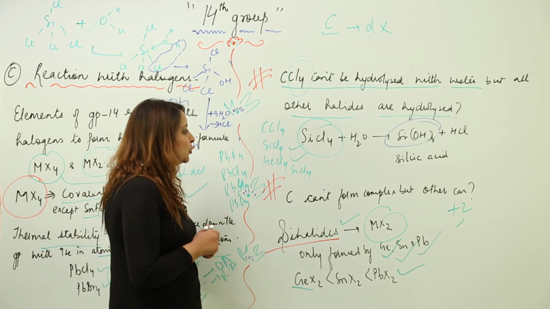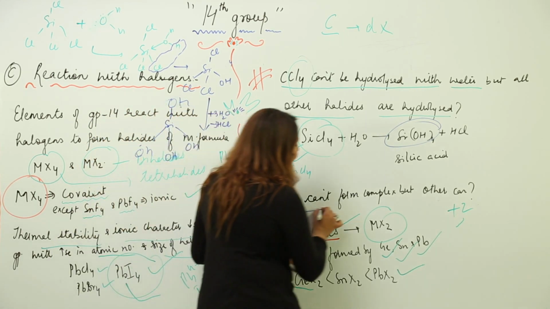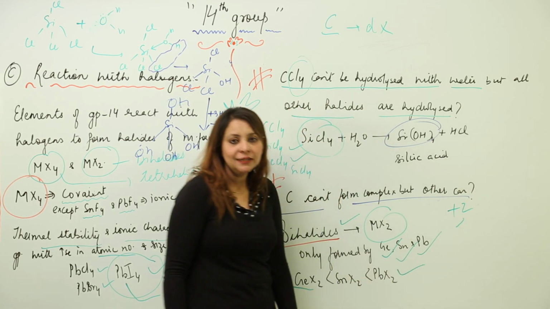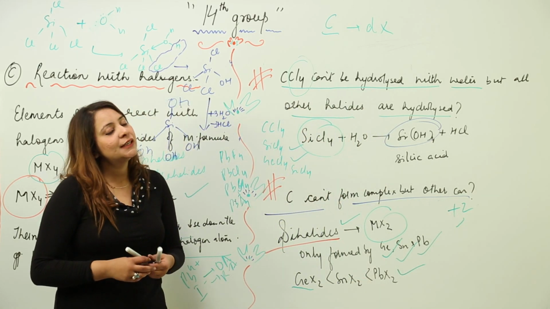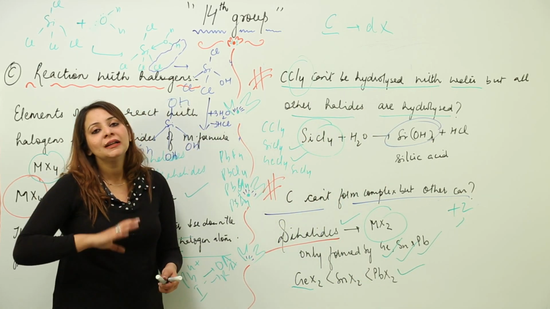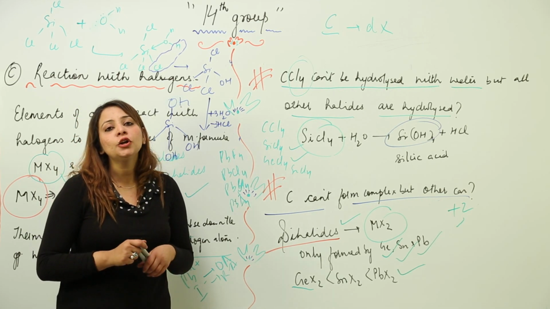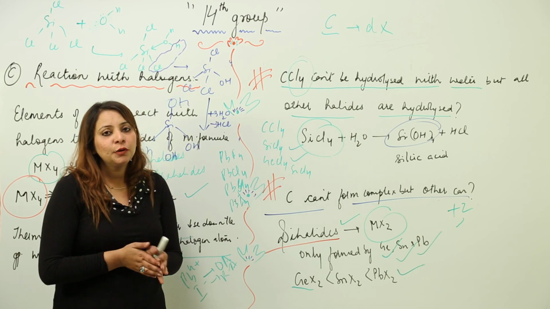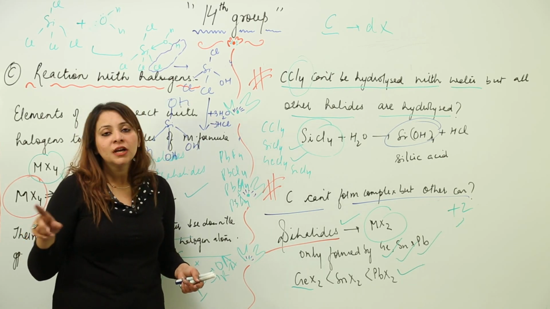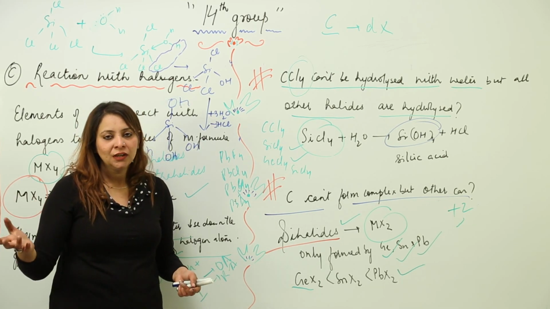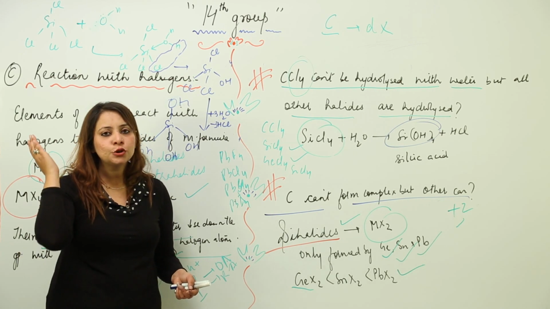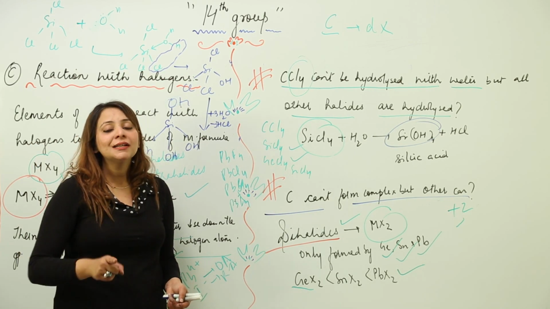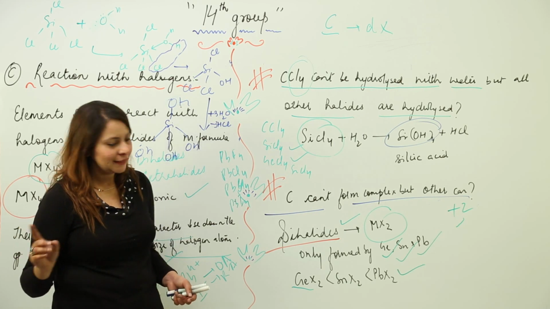One more question which you are often asked. Carbon can't form complexes, but the other members can form complexes. The same reason: too small, lack of d orbitals, so it cannot extend its coordination number beyond 4, right, because its group oxidation state is +4, it cannot make it 6 or 7. It needs to stick to only +4. So that is the reason it cannot form complexes, right.